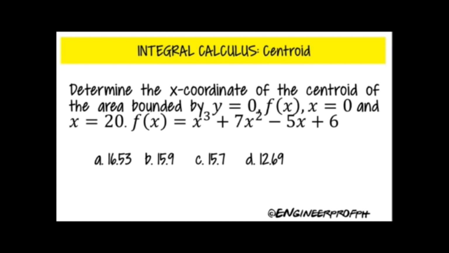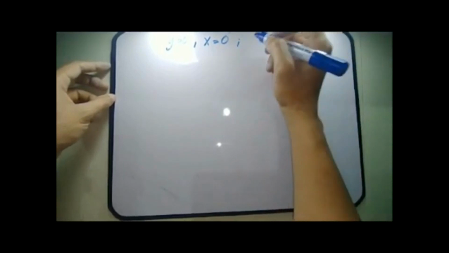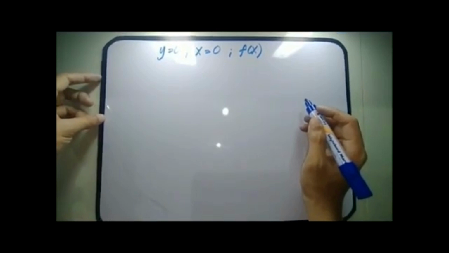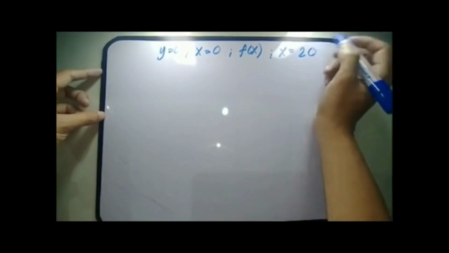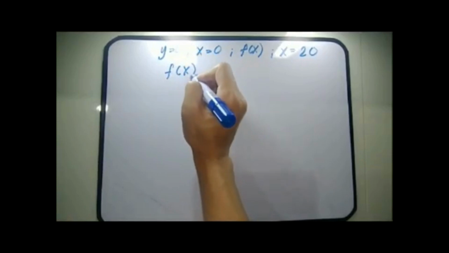So, it's important. So, you have here, this problem is, we have a graph or curve y is equal to 0, x is equal to 0, f of x, and x is equal to 20. But f of x is just equal to, you have here y, or you have here equals x cubed plus 7x squared minus 5x plus 6. So we need to find the area bounded by this curve, and we need to find the centroid of that bounded area.